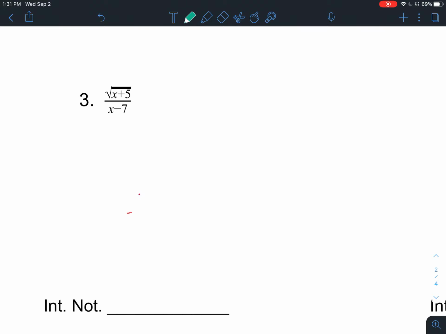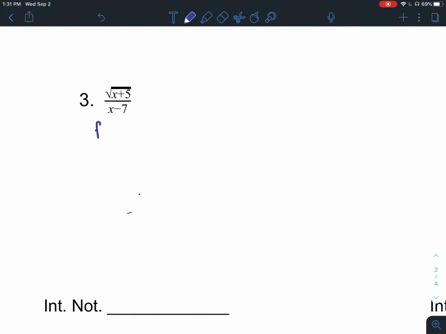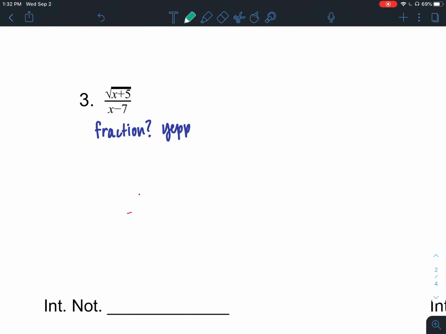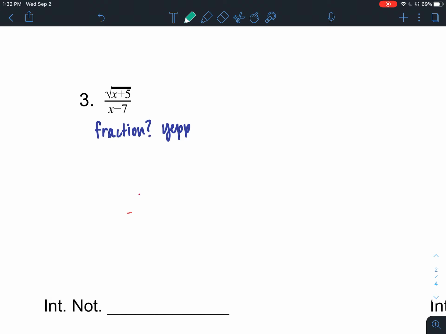So number 3, we're going to ask ourselves the two questions. Is there a fraction? Yep. So I'm going to set the denominator not equal to 0. So then x cannot equal 7.